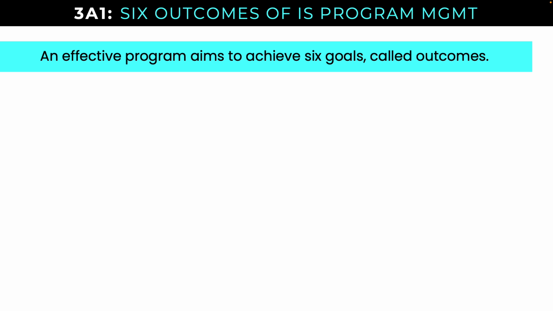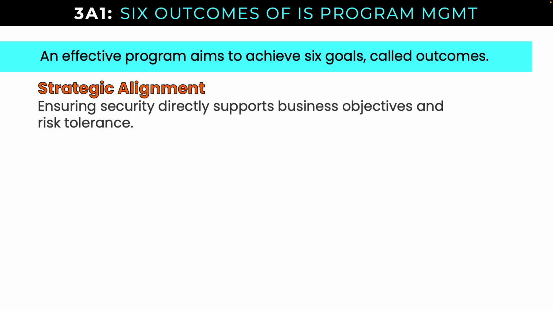So let's talk about the 6 outcomes of information security program management. An effective program aims to achieve 6 goals that we call outcomes. There's strategic alignment, so ensuring security directly supports business objectives and risk tolerance. I'm sure it's second nature to you now. Supports business objectives is a theme we hear over and over again, and it aligns to our risk tolerance.